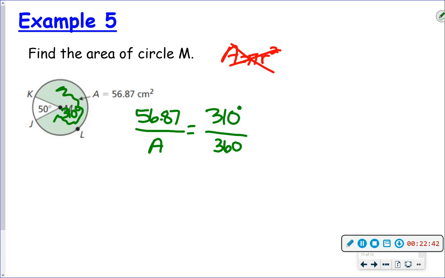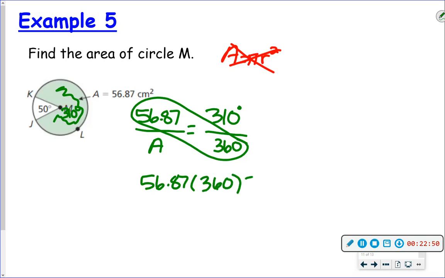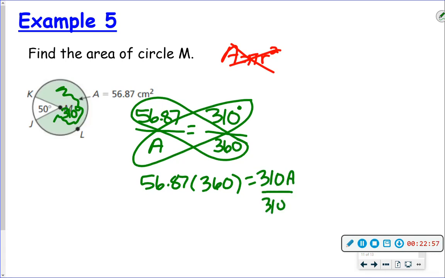So I'm going to use my cross products. So 56.87 times 360 equals 310 times A, and of course divide off the 310. I know most of you are just doing this all on your calculator, fine. All right, punch that in for me. Round to whatever. 66 you should get.